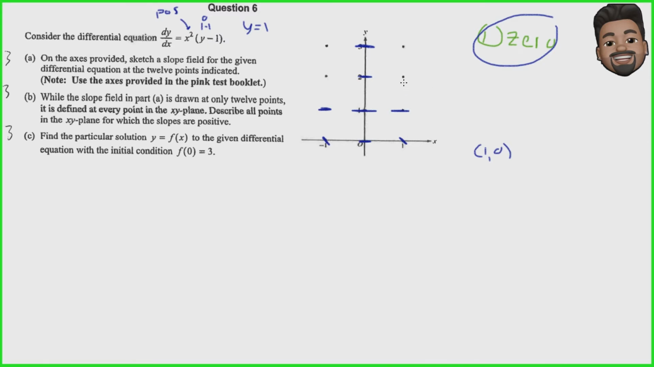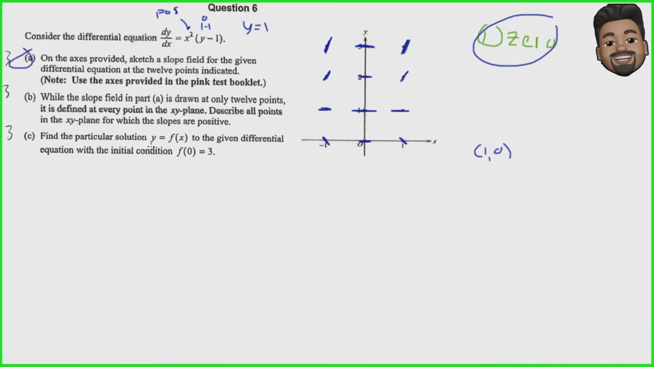This is 1 comma 2. We plug in the 1 for the x. 1 squared is 1, and 2 minus 1 is 1, so this is a positive 1. If I go over here, negative 1 squared is positive, 2 minus 1 is 1, and we get a slope of positive 1. Now I'm going to go to this next point, 1 comma 3. Again, 1 squared is 1, and 3 minus 1 is 2, so the slope is going to be a little bit steeper, and it's the same thing over here, a little bit steeper there. So that is part A, getting our slope fields drawn.